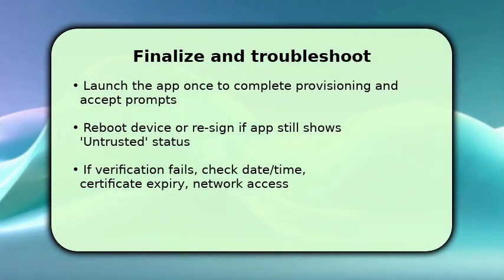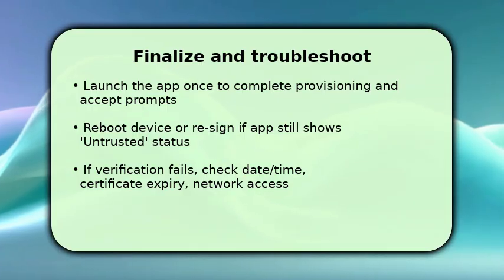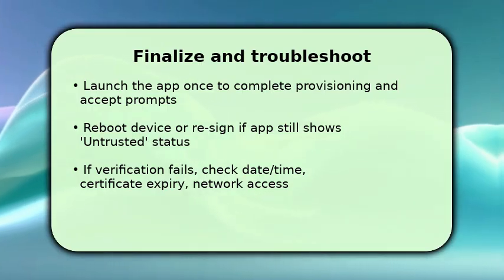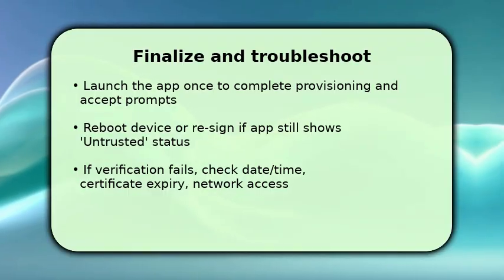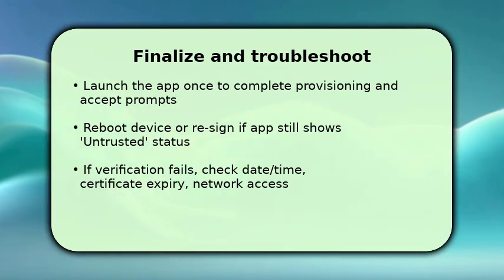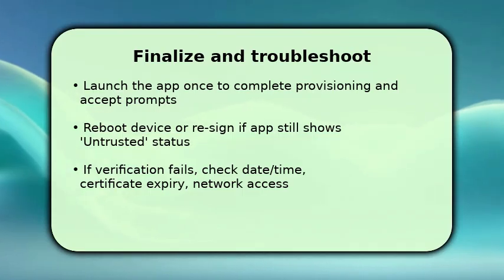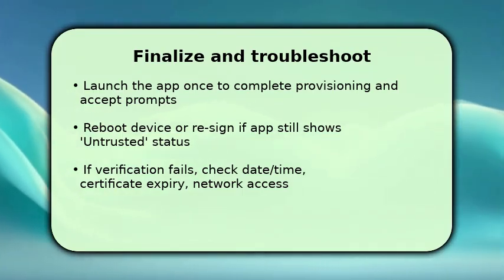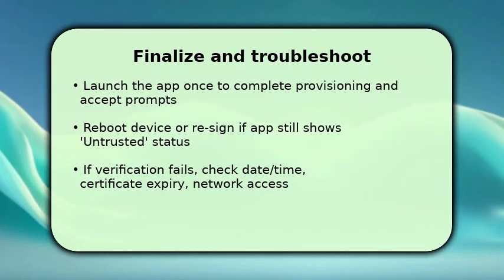If the app remains untrusted, reboot the iPhone and recheck Settings Device Management. Sometimes re-signing the app with an updated certificate or using Xcode to run it again fixes it. If verification errors persist, make sure the device date/time is accurate, the certificate hasn't expired, and the phone can reach Apple servers. One key tip: re-sign and reinstall after updating.